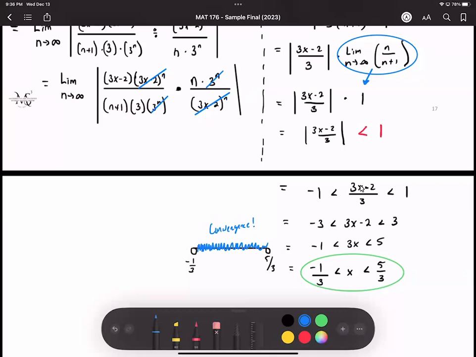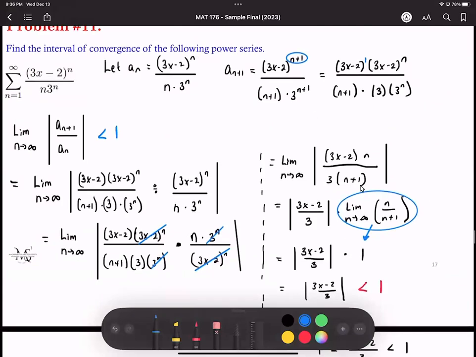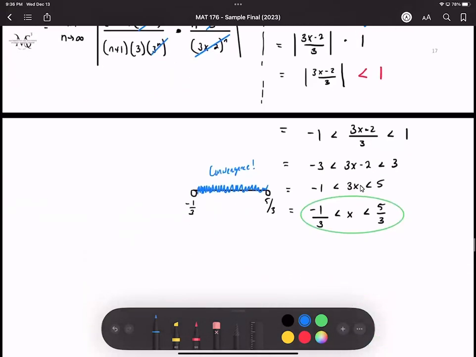But the thing is now, what about your endpoints? So when x is equal to negative 1/3 and x equals 5/3, you need to plug them into the original series, the given series, and then use some other series tests to determine whether or not you have convergence or divergence. So let's check it out.